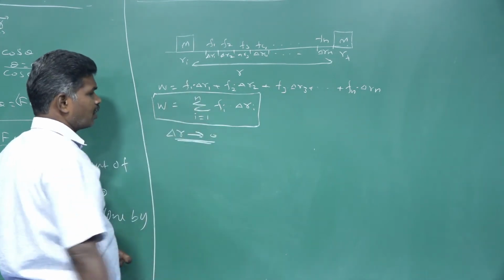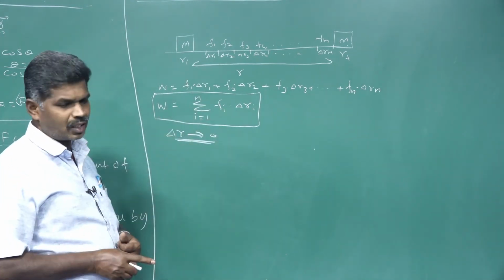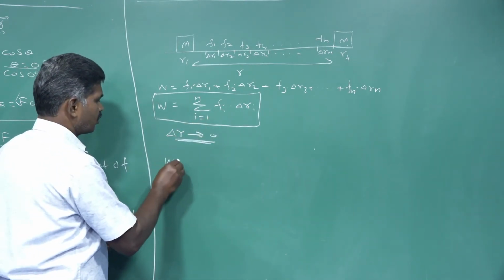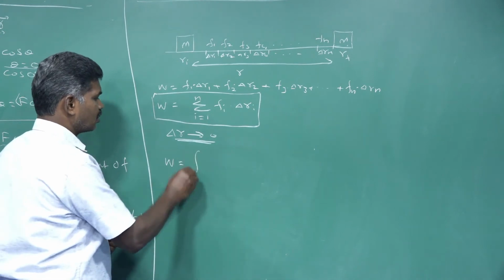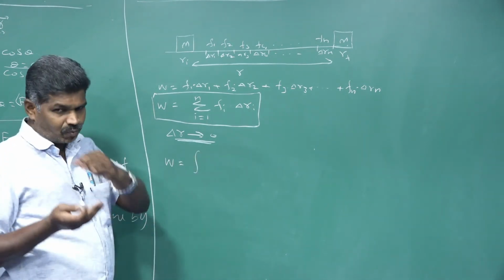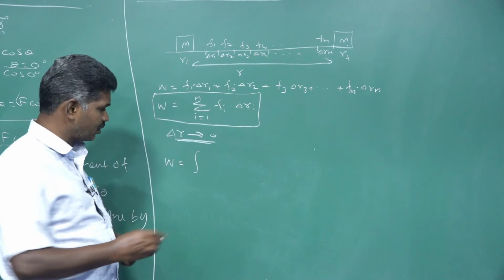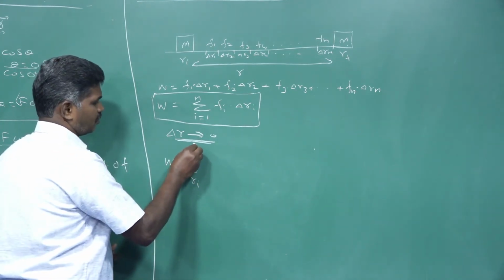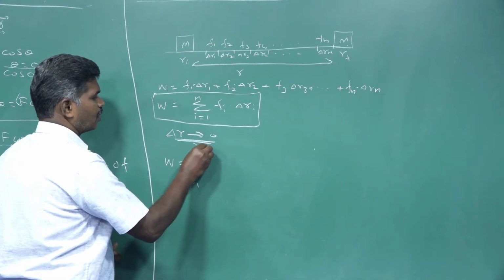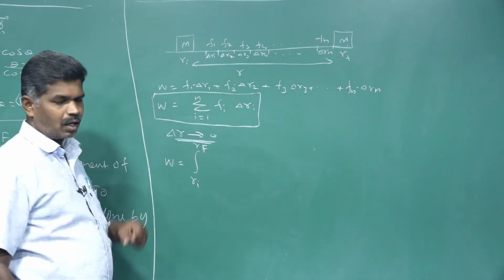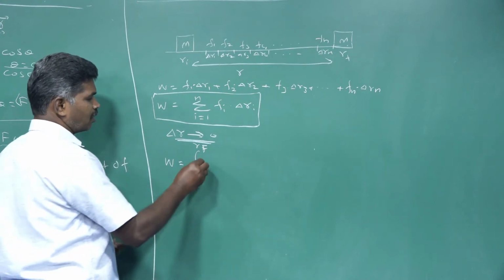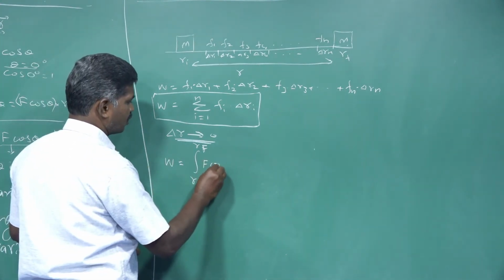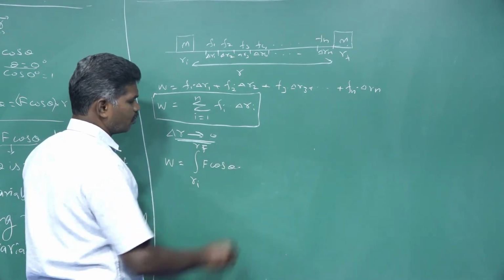This summation symbol is going to change into an integration function. That is, W is equal to the integral. We need limits, that is, from where to where we are moving. The initial position is Ri and the final position is Rf. And we have the component of force, that is, F cos theta into dr.